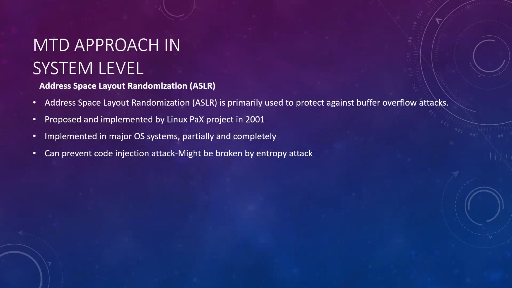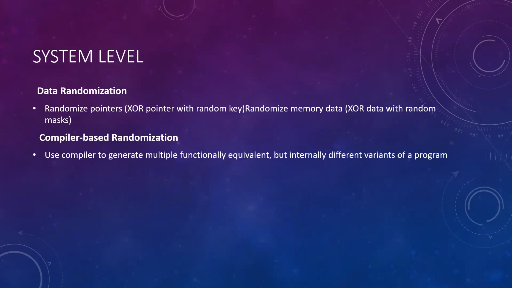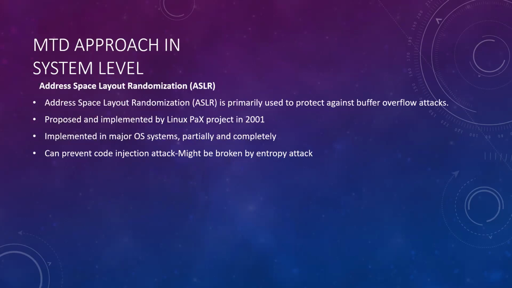Coming to the system level, we will be having a total of three techniques: ASLR, data randomization, and compiler-based randomization. Coming to ASLR, it is address space layout randomization. It is primarily used to protect against buffer overflow attacks, and it was proposed and implemented by the Linux PaX project in 2001.